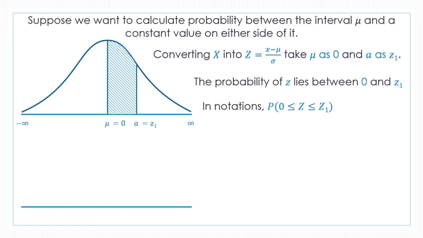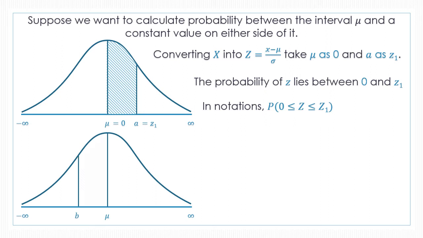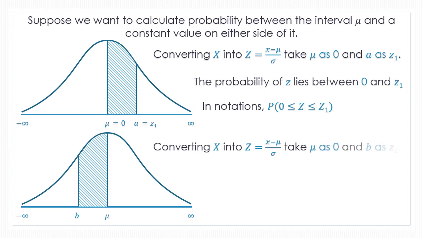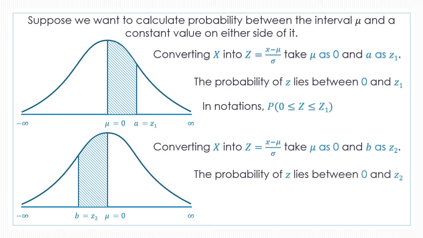But right now it is on the right side, right? What if this highlighted part is on the left side of the curve? At that time we have another constant b which is on the negative part of the curve, and I'm going to highlight it like this. So we first have to convert it into our z values. So mu will be taken as 0 because it is the central value, and b I will just name randomly as z2.